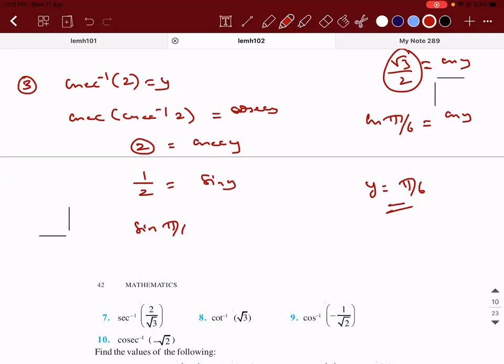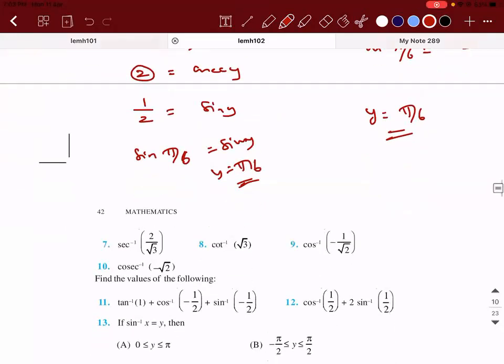So the table that you prepared is what you need to memorize. We get it with practice. That's a different story, but you have to practice properly. So sine pi by 6 is equal to sine y, so y is pi by 6.